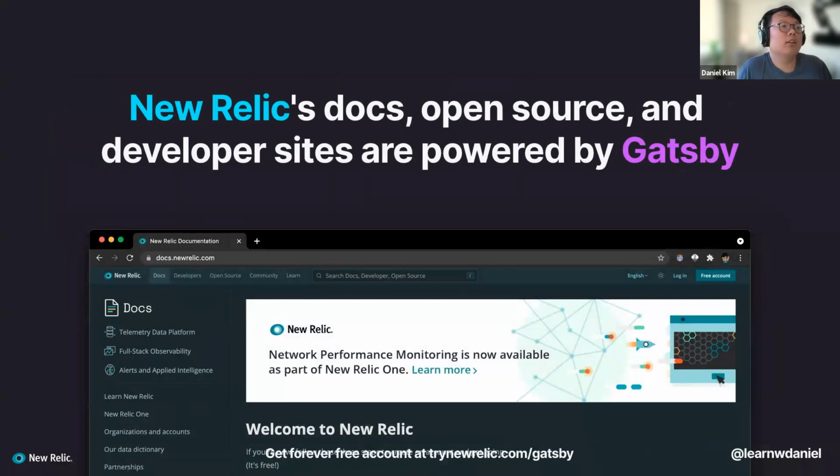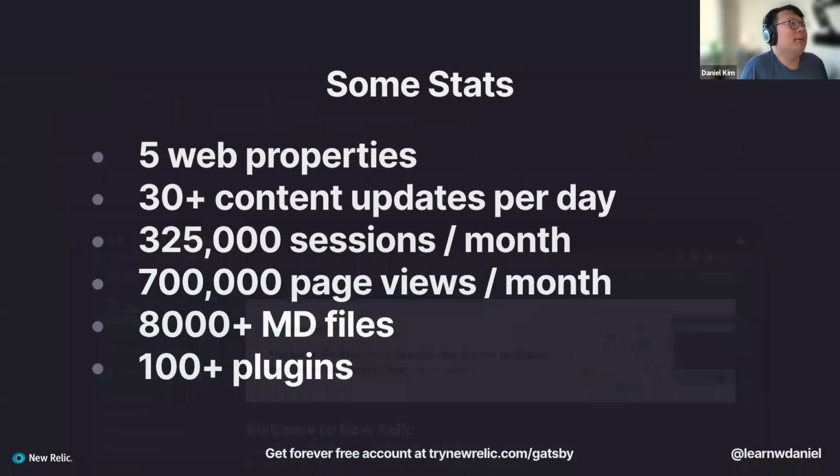But when we talk about larger websites, for example, New Relic's websites or open source websites and developer sites, things get a little bit more dicey. Things are not as easy as 2-minute builds, sadly. So a little bit of stats around New Relic's usage of Gatsby internally is that we have 5 different web properties that are powered by Gatsby.